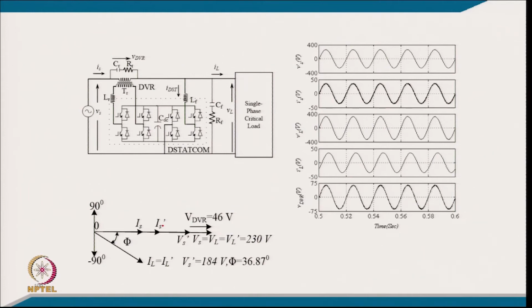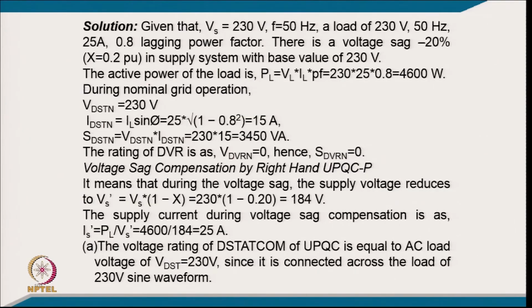Because the power factor is unity, the current and voltage are both in phase as far as the supply side is concerned. Coming to the numerical part, typically given that Vs equals 230 volt, 50 hertz, a load of 230 volt, 50 hertz, 25 ampere, 0.8 lagging power factor.